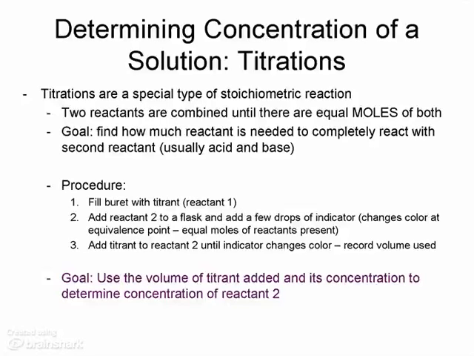So it's hard to see visually, usually without an indicator, because most solutions that we're going to use for titrations are colorless. But when we have the indicator there, we'll clearly tell when all of both reactants are used up. So the last step of a titration is we're going to add the titrant until we reach the indicator color change. And we're going to record the volume that we used.